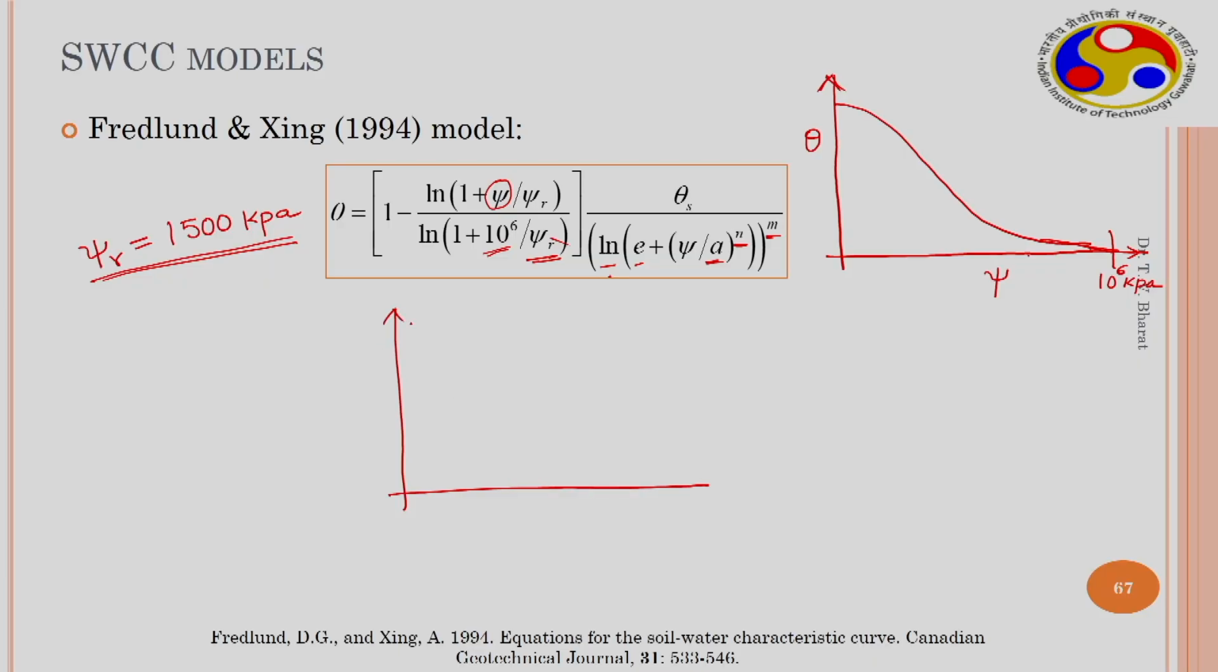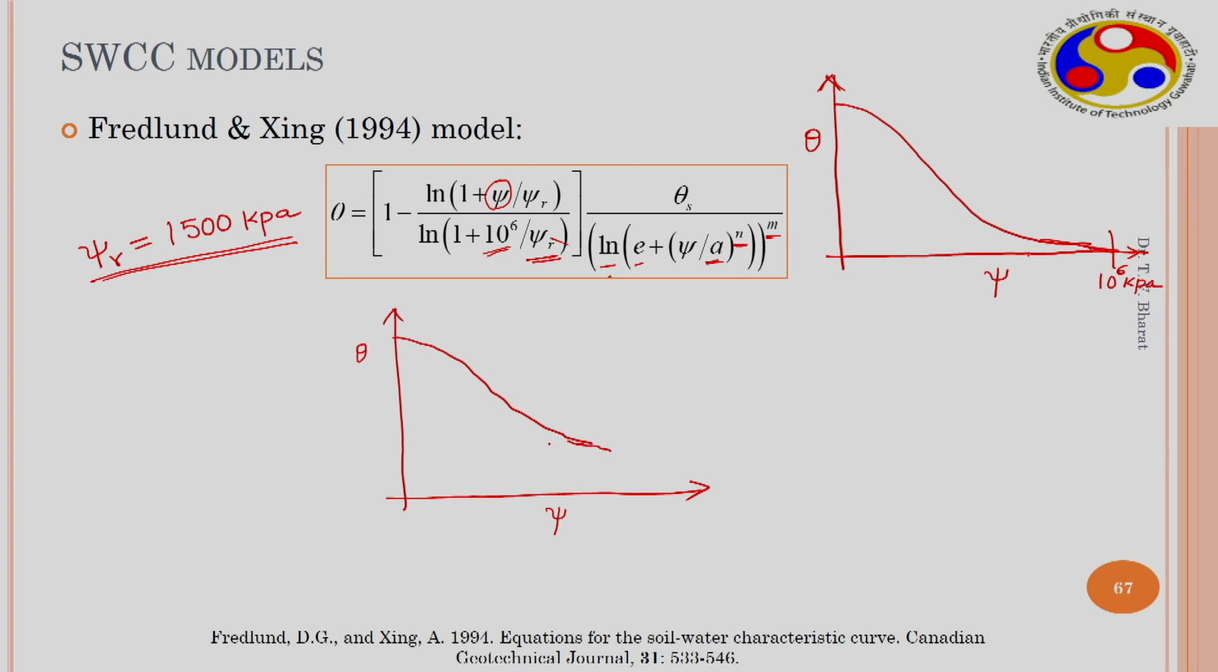However, there is a major disadvantage, often observed by our group, in fact, because of this particular feature. Often it is seen that when theta versus psi is plotted, the plots go down, and then because the curve has to go to 0 here, bimodal curves are often obtained using the Fredlund and Xing model.